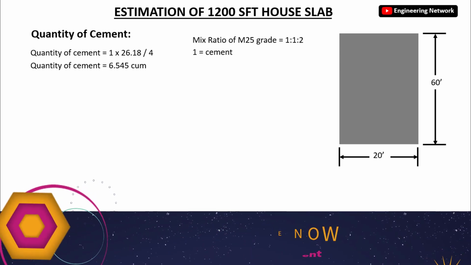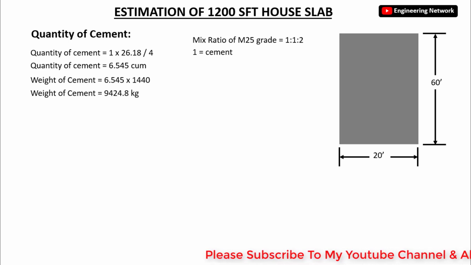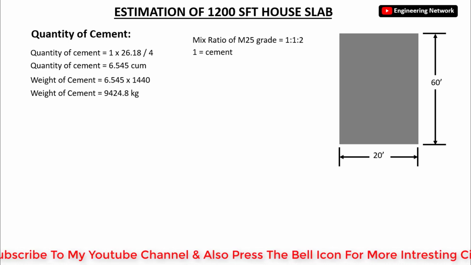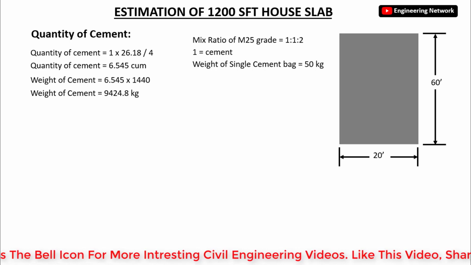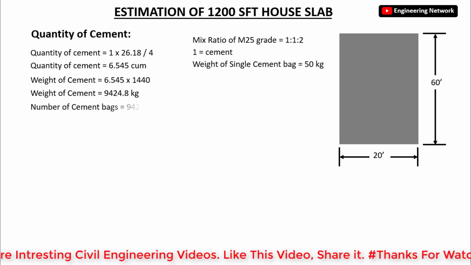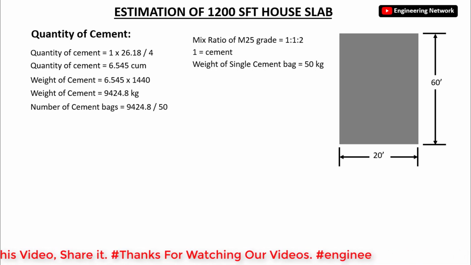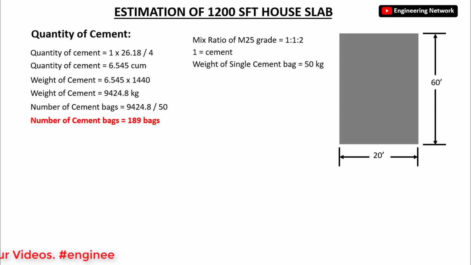Now I need cement in the form of bags. So for that I will multiply the volume of cement with the density of cement, which is 1440 kg per cubic meter. And after calculation, the weight of cement will become 9424.8 kg. Now we know that the weight of a single cement bag is 50 kg. So finally, the total number of cement bags is equal to 9424.8 divided by 50, and the total number of cement bags will become 189 bags.